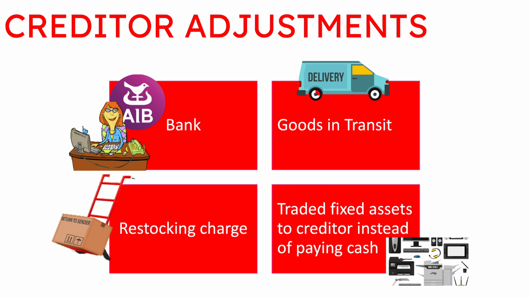So creditor adjustments, what we have seen in the exams so far. First one would be a mistake that the bookkeeper has made in their bank account. Second one, you could have goods in transit at the end of the year, so you've received an invoice from your creditor and no entry has been made. Another one then, we could have a restocking charge, so our creditor is charging us a restocking charge when we sent goods back to them, but we haven't accounted for that yet. And then in 2017 we saw one where fixed assets were given to a creditor in place of paying them a debt, so instead of paying cash or cheque or whatever.